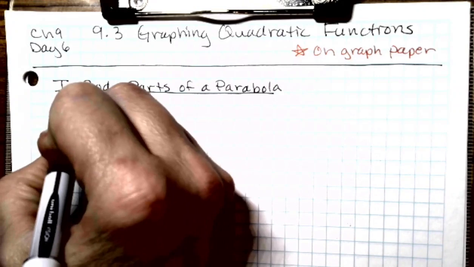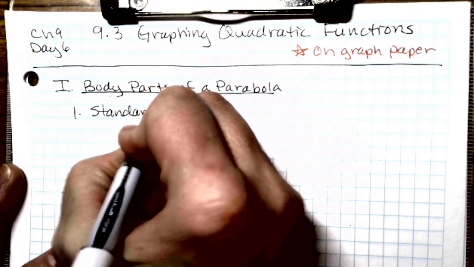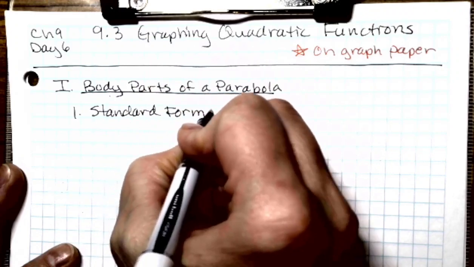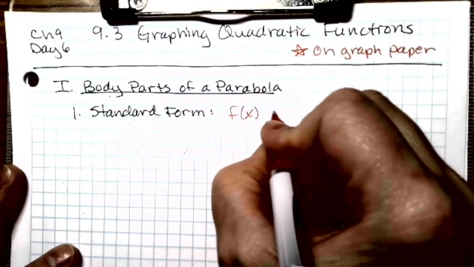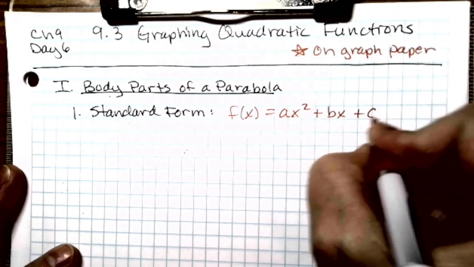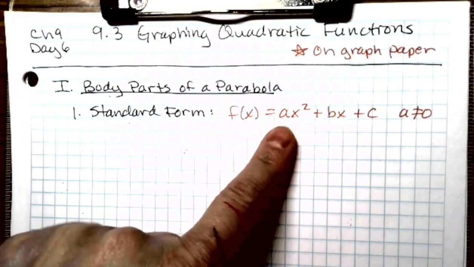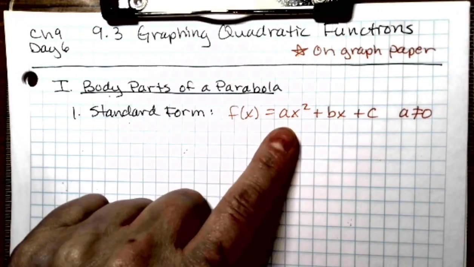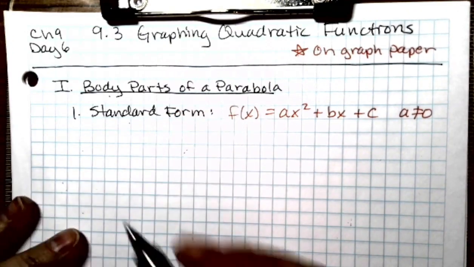So here we go. Number one, we're going to be graphing in standard form, which for a parabola is f of x equals ax squared plus bx plus c. And of course, a can't be 0. So you'll notice this is a quadratic equation, and the name of the graph of a quadratic is a parabola.